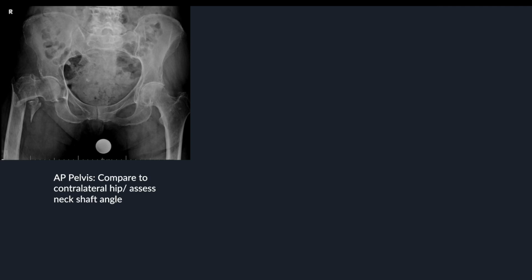So there's certain imaging that's recommended when someone comes in with this injury type or we're suspicious of it. The first one is AP pelvis, and we get this to compare to the contralateral hip. We also want to assess the neck shaft angle, which should be anywhere between 120 and 140 degrees in a person.